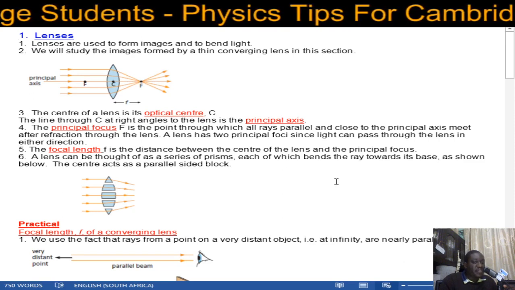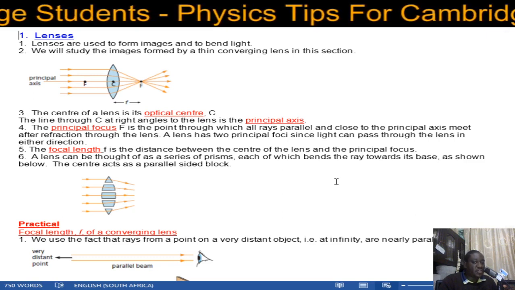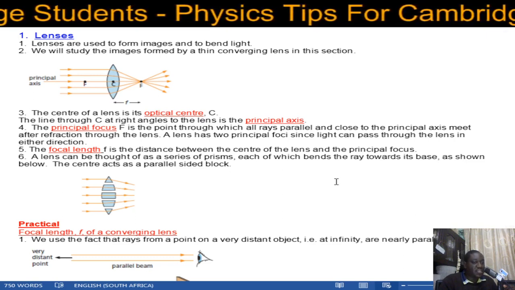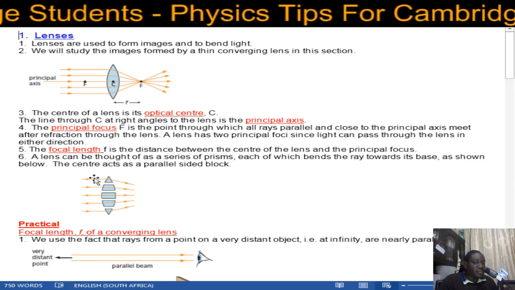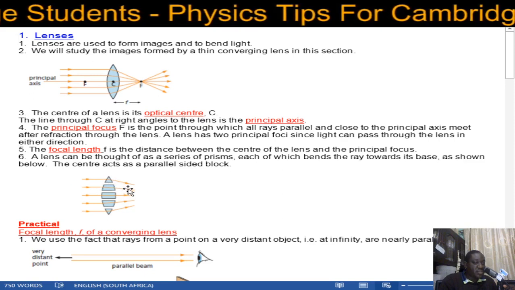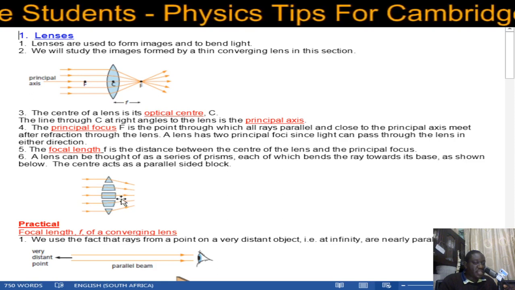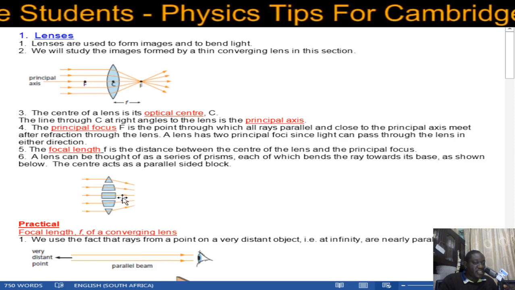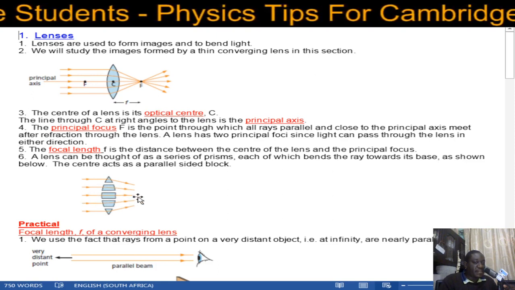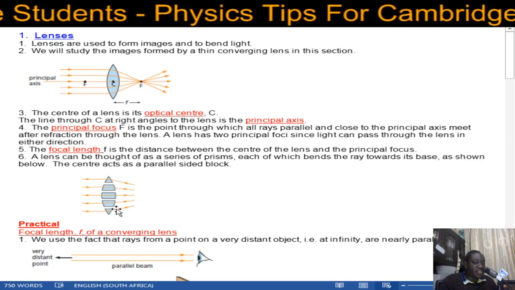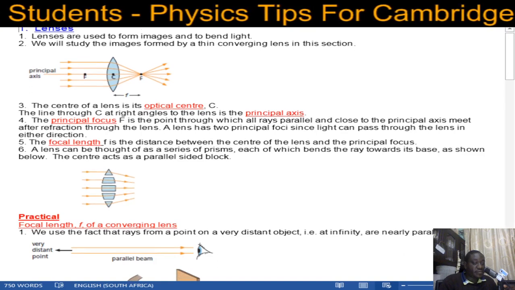A lens can be thought of as a series of prisms, each of which bends the ray towards its base, as shown below. The center acts as a parallel-sided block. So remember, prisms. Refraction occurs differently. The ray coming through the center is just like coming along the normal, so it doesn't suffer any refraction. But the ones coming either side of the principal axis will tend to be refracted.